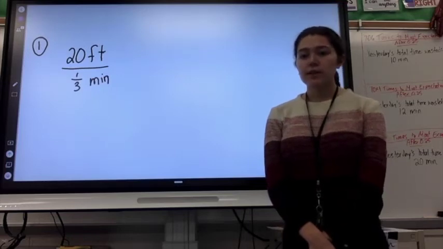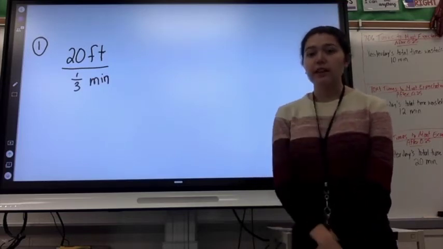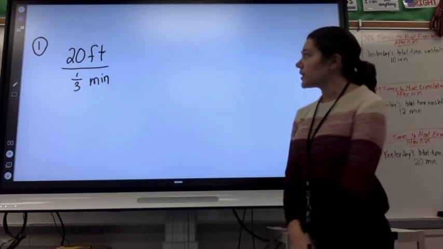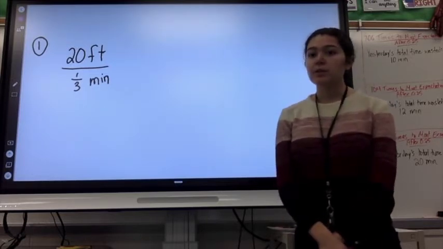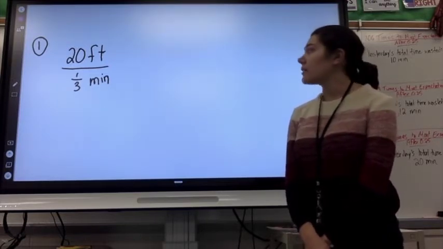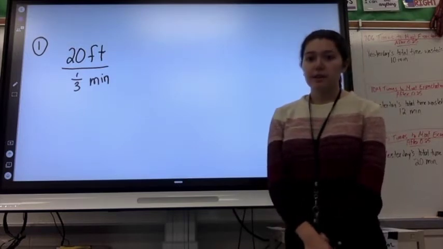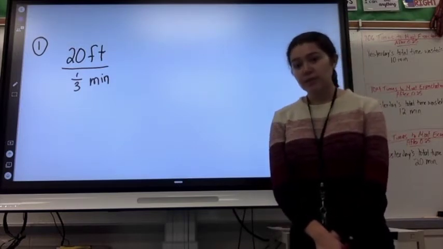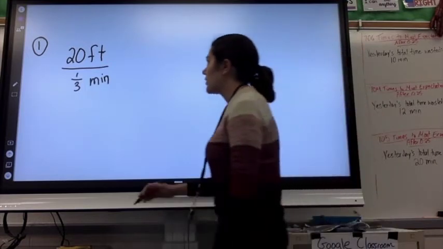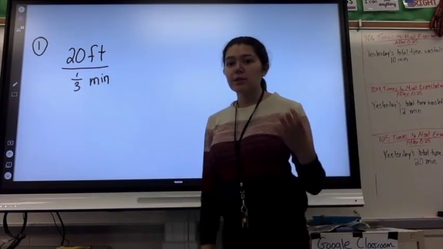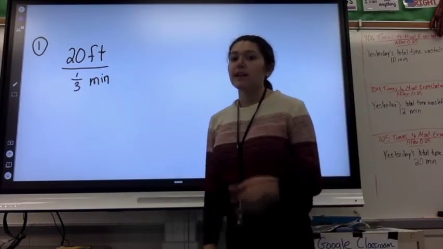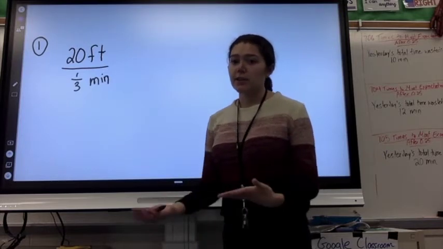In this video, we're going to look at an example with rates and ratios that have fractions in them. So we're going to start with a situation where someone is walking 20 feet every 1/3 of a minute. So every 1/3 of a minute, we get 20 feet. There's a few ways we can go about that. I'm going to do it first algebraically, and then I'm going to go through the diagram way.